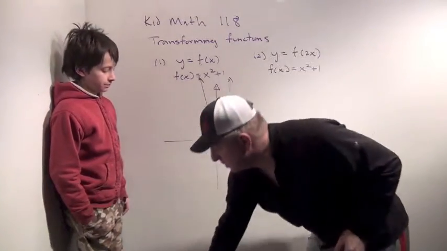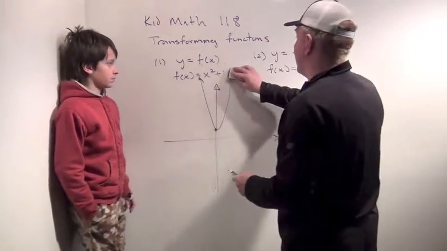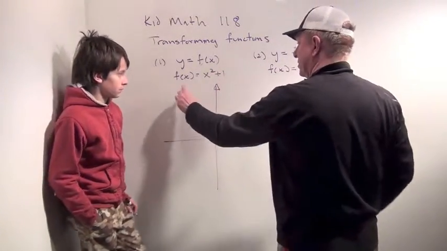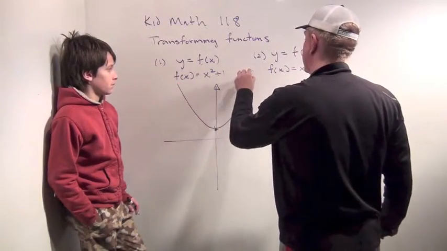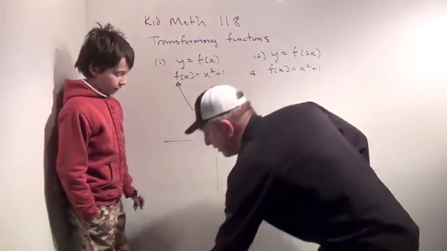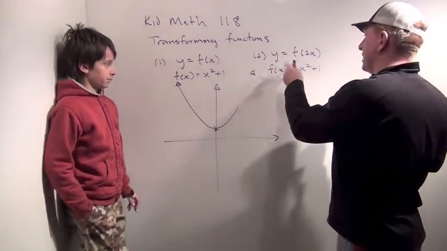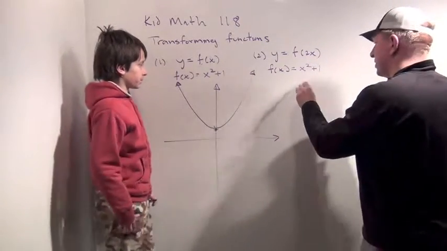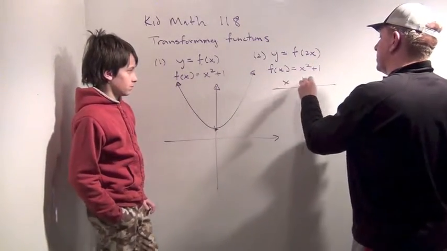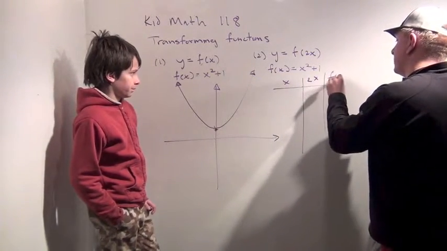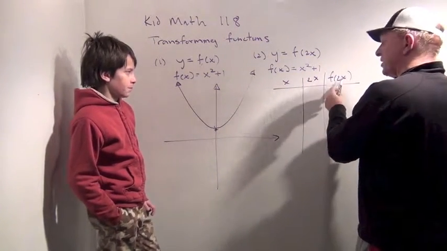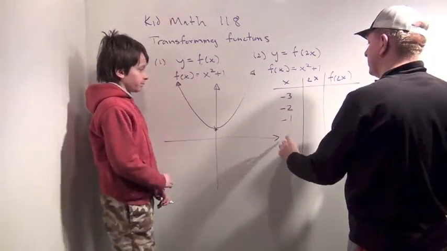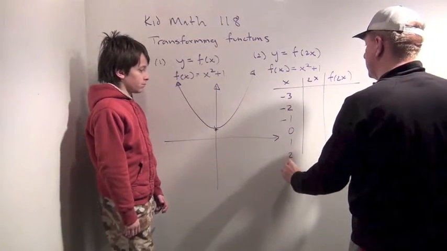Mm-hmm. For purposes of what I'm going to try to do here, I need to make this just a little fatter so that we can graph this function too. So I'm just going to make it just a little wider like that. So we have a parabola that looks like that. Okay? All right, now we're going to consider this function, the graph of this, y equals f of 2x. Okay, and I'm just going to make a quick little chart, x, 2x, and then f of 2x. And this is where the function is x squared plus 1. Okay, so I'm just going to go minus 3, minus 2, minus 1, 0, 1, 2, 3.